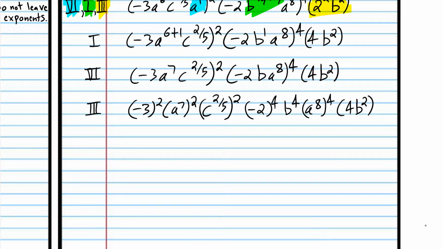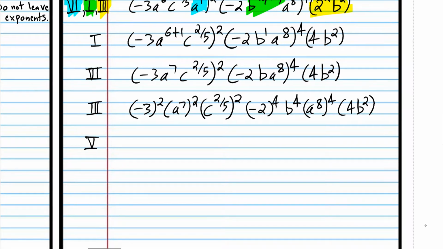And now we're going to use rule number 5. First of all, negative 3 squared, that's 9. And then we're going to use rule number 5 to multiply the exponents.